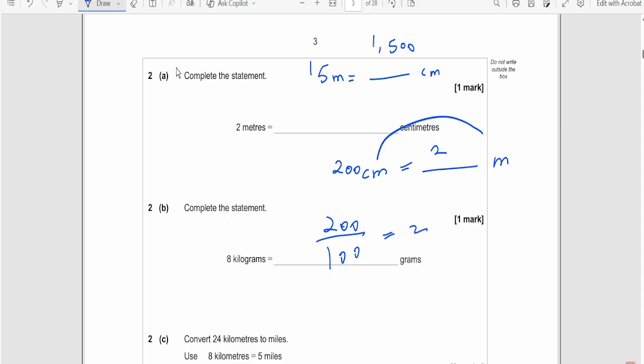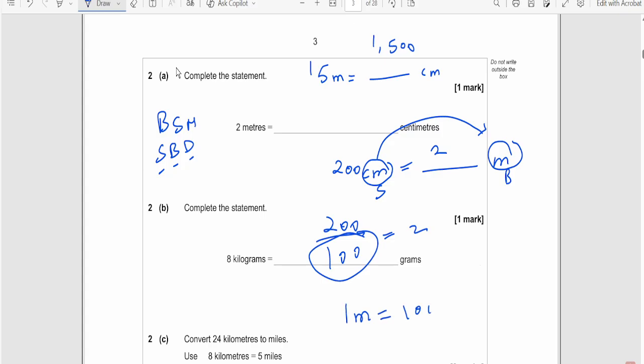We are doing the opposite this time. Remember BSM, bigger to smaller, we multiply. SBD, this means smaller to bigger, we divide. Centimeter is smaller, meter is bigger. So we are going smaller to bigger. That's why we are dividing it by 100, because 1 meter is 100 centimeter.